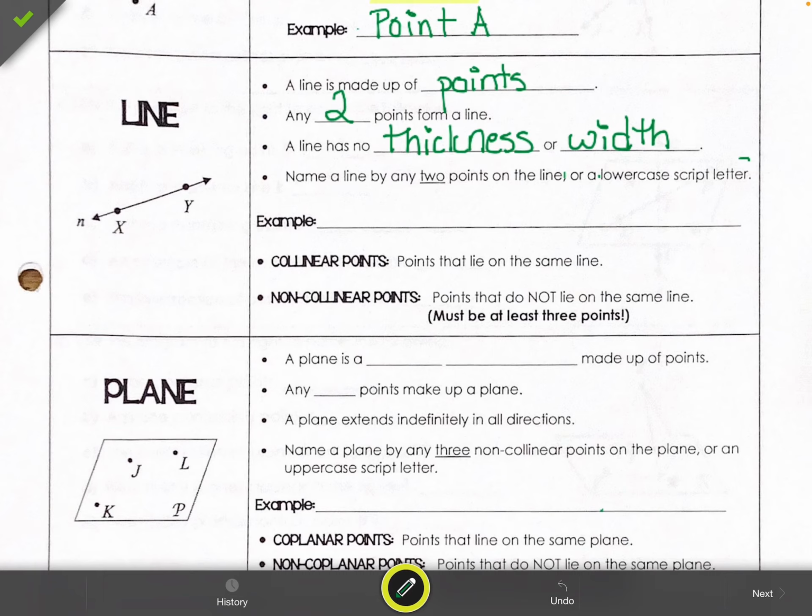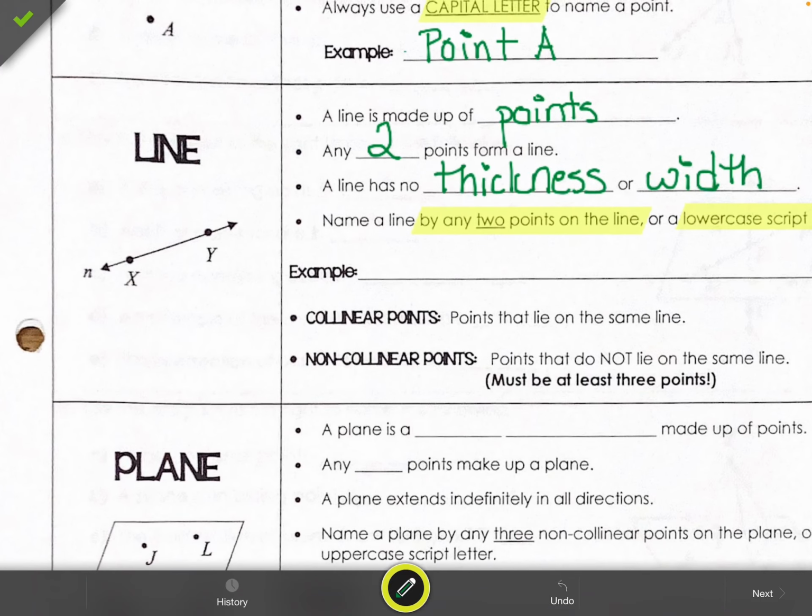To name a line, there are 2 ways you can name a line. You can name a line by any 2 points that are on the line, or by a lowercase script letter. And script here just means cursive. So if we wanted to name this line that's pictured to the left, we could call it line XY. We could use these 2 points that we see on the line. And if we're going to use those 2 points, we have a symbol we can use. It's just a smaller version of a line. And we'd say line XY.